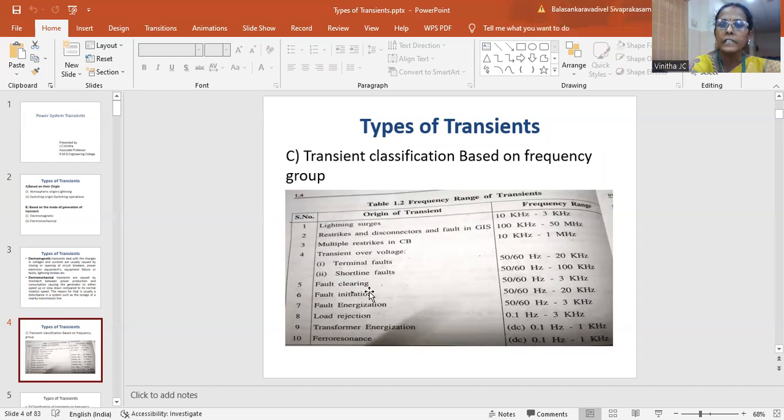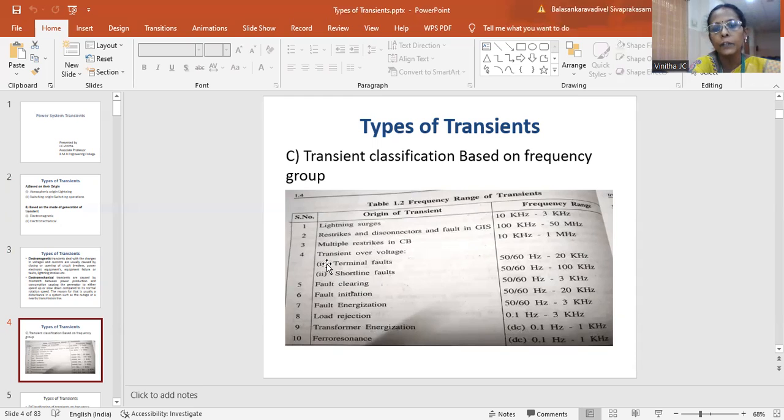The fifth one is fault clearing. During fault clearing, the range of frequency is 50 or 60 hertz to 3 kilohertz. During fault initiation, it is 50 or 60 hertz to 20 kilohertz. During fault energization, the frequency ranges from 50 or 60 hertz to 3 kilohertz. And during load rejection, the available frequency range is 0.1 Hz to 3 kilohertz. During transformer energization, it is 0.1 Hz to 1 kilohertz. And for ferroresonance condition, 0.1 Hz to 1 kilohertz.